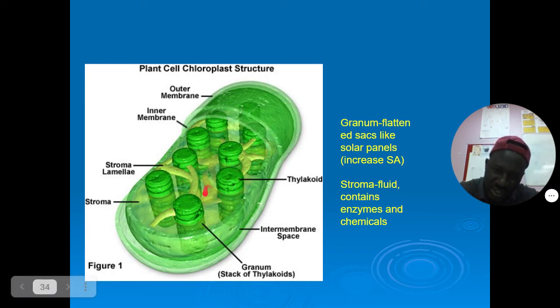It has its own DNA and its own ribosomes, so it can live independently. The granum are flat sacs like solar panels. Why are they flat? They act as solar panels to increase the surface area for absorption, for production of carbohydrates, so glucose. Then the stroma fluid contains enzymes where chemical reactions take place.